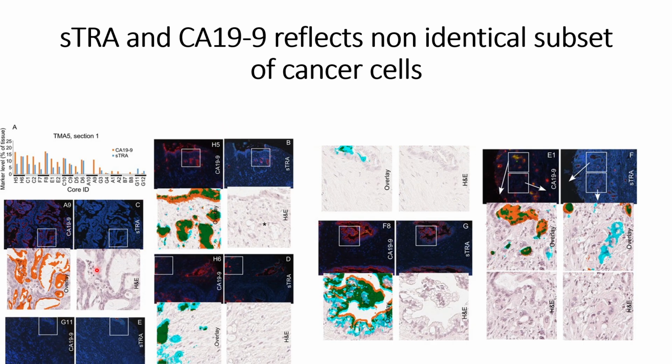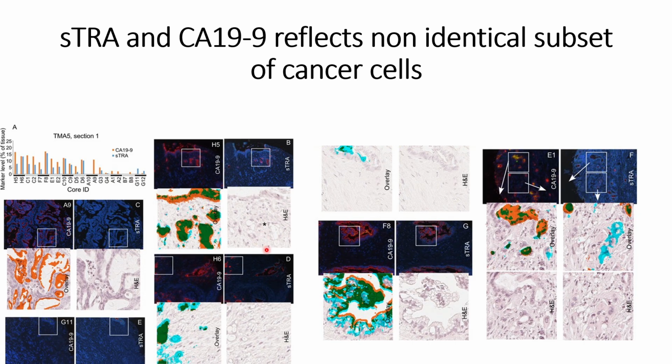And when they checked the least differentiated cells, they found that CA19-9 is expressed more compared to sTRA. The zoomed-in image of this white square shows that CA19-9 expression is visible, whereas sTRA expression is almost negligible, and no common expression can be seen.